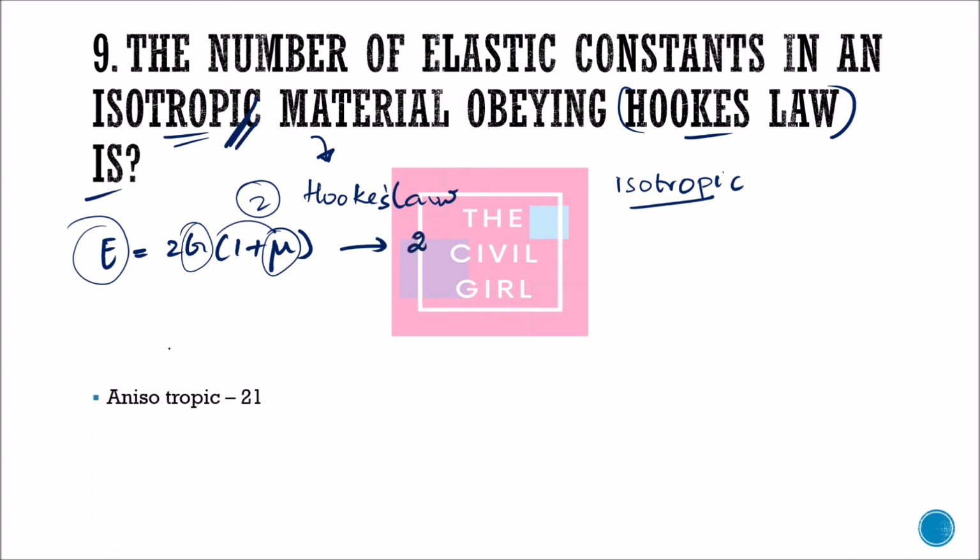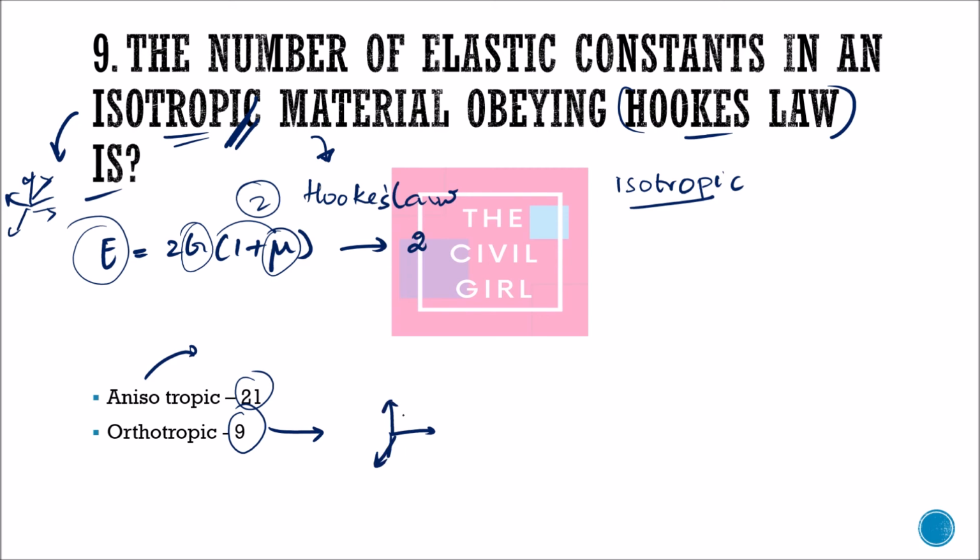Whereas for other types of materials, like anisotropic, it is 21, and for orthotropic, it is 9. So what is the difference between all these three types of materials? Isotropic materials have the same properties in all the directions. If we come to orthotropic, we take just the x, y and z directions only, and in these three directions the properties won't be the same. Coming to anisotropic material, there isn't any specific direction coordinates here. In all the directions the property of the material will be different.